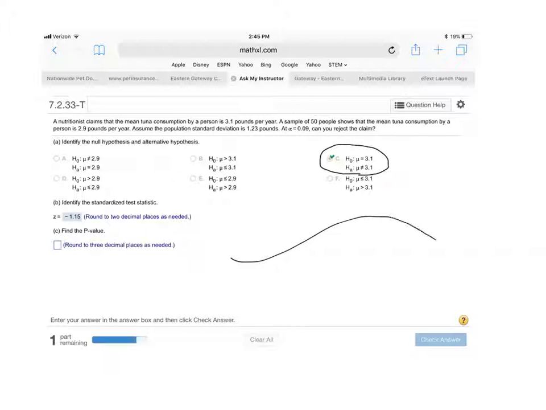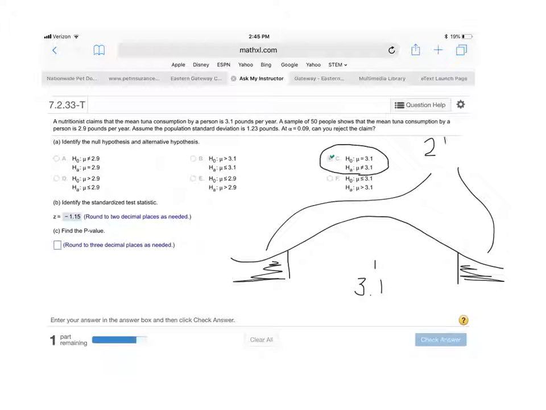So basically we've got this scenario where they've made the claim that the average tuna consumption is 3.1 pounds per year. We don't know if our sample average will be above that, or if our sample average will be below that. So what we basically have here is two tails, which is why we call it a two-tailed alternative.